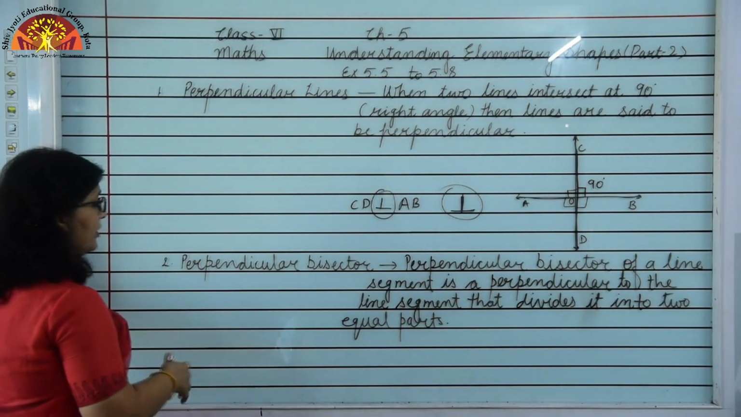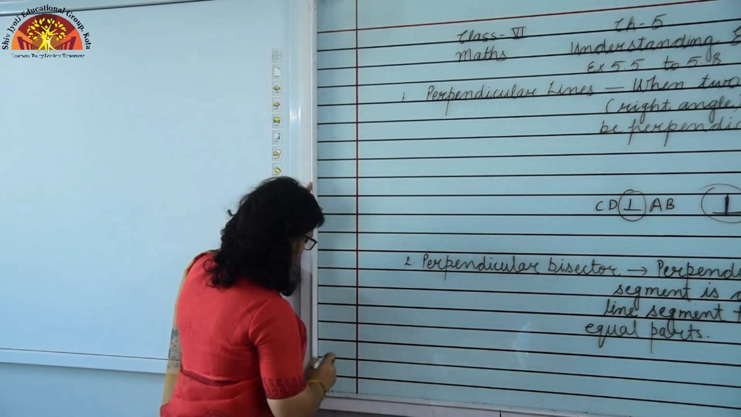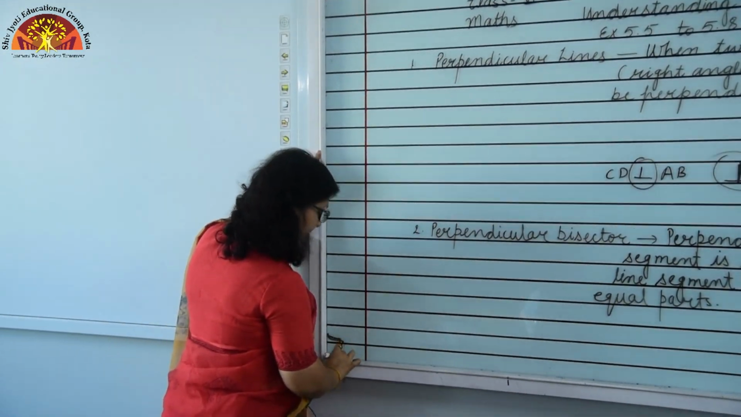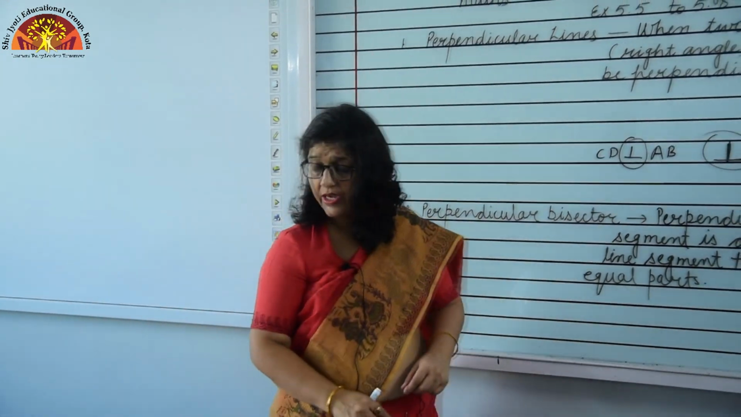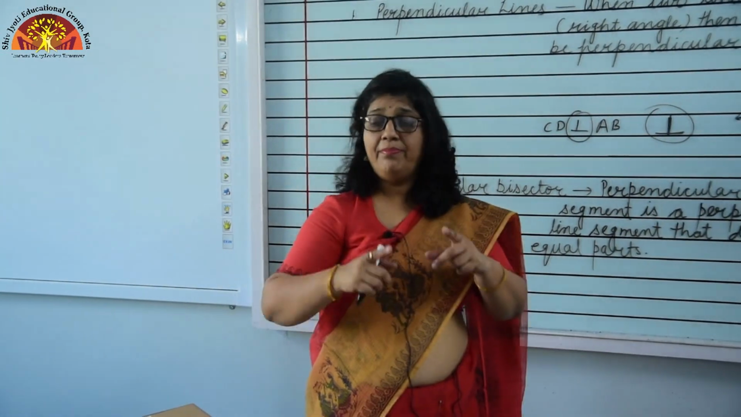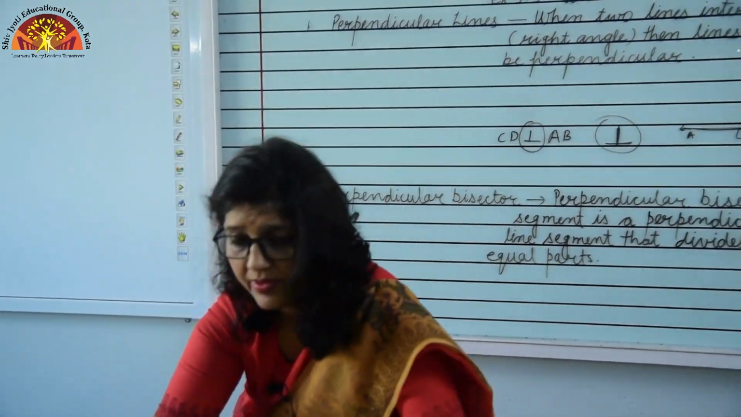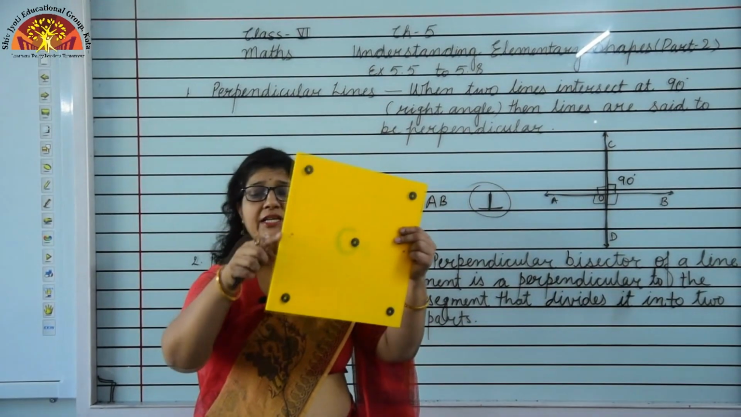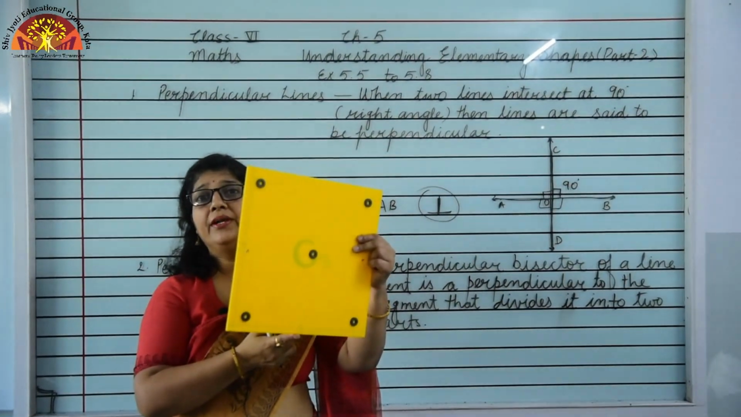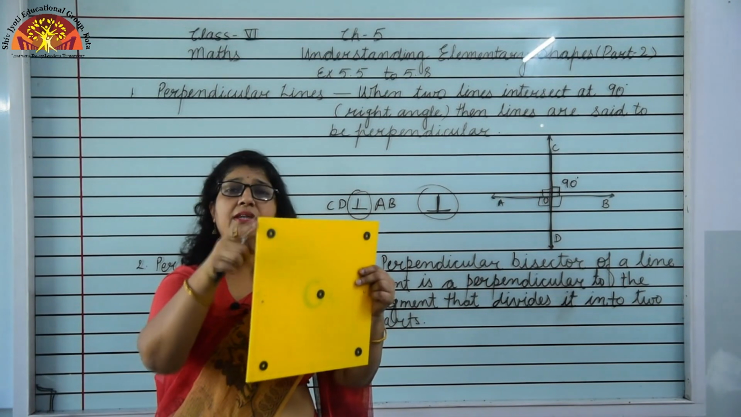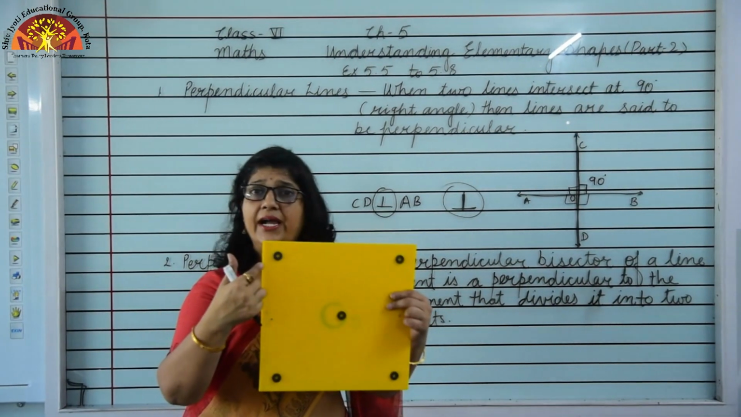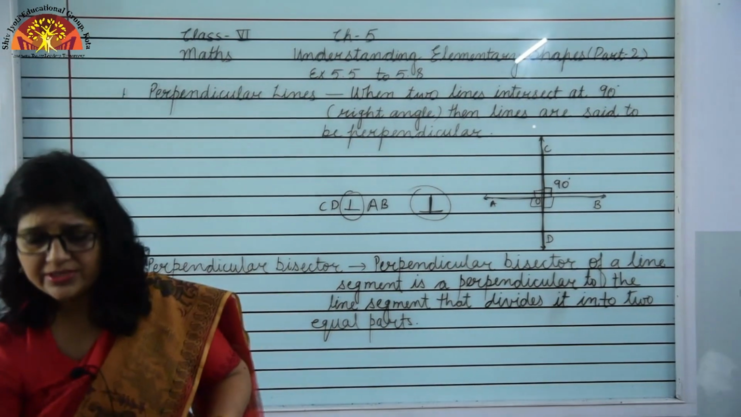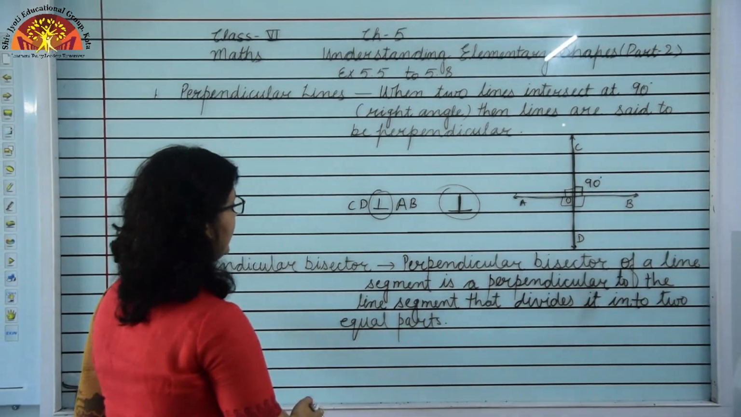This is the blackboard, sorry, whiteboard, and these lines are perpendicular to each other. This is the right angle. Understood? So this also is a pair of perpendicular lines. Understood? So, like this square, these two lines are also perpendicular. These two lines are perpendicular because they form a 90 degree angle or right angle. Understood? Now students, what is a perpendicular bisector?